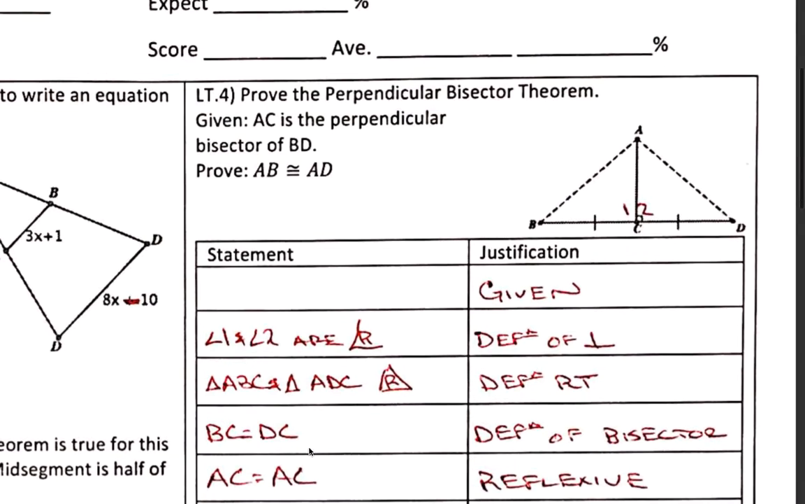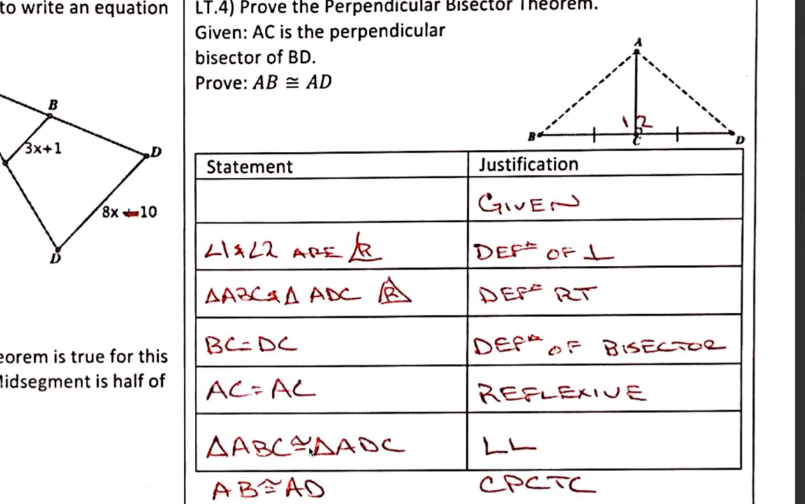Okay, moving on to your proof. This is the proof of the perpendicular bisector theorems. You had the two. You had the angle bisector and the perpendicular bisector theorem to prove. Here you are given that AC is the perpendicular bisector of BD, so you needed to prove that AB was congruent to AD. Well, obviously we've got the given, and then we say that angle 1 and angle 2 are right angles. Not that they're not, they are congruent, but that's not what we're trying to get at right now. We're trying to get at the fact that they're right triangles, so I can use a right triangle proof.